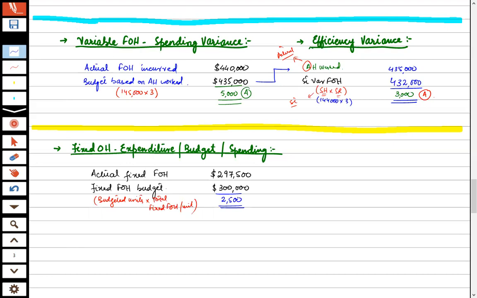No need to show the minus sign. It is just the calculation of the difference, and now we will see whether it is favorable or adverse. Now the budget is 300,000. The actual incurred was 297,500. Obviously, the actual is lower. Therefore, it is a favorable situation in the case of fixed FOH expenditure or budget expenditure. The next is the fixed FOH volume variance.